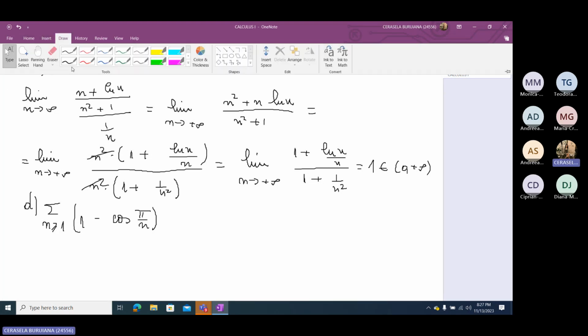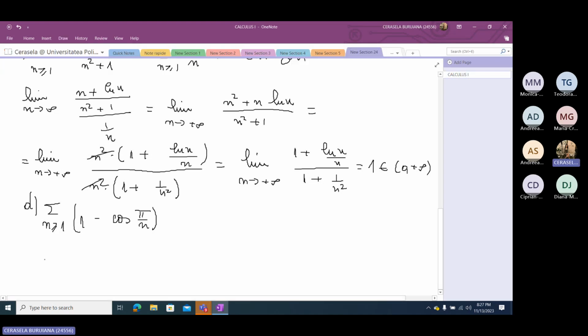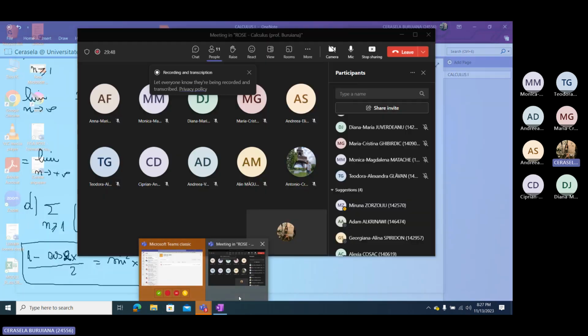Well, in this situation, to make it easier to study the convergence of my series, let's remember the following trigonometric formula: 1 minus cosine of 2x, actually it is of 2x over 2, so here it's 2x, that's sine squared of x. I have this formula from high school. Do you know it?